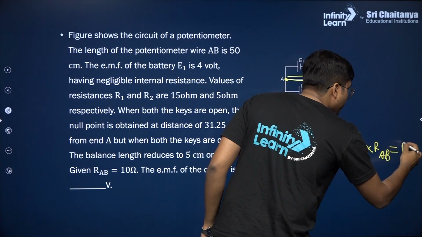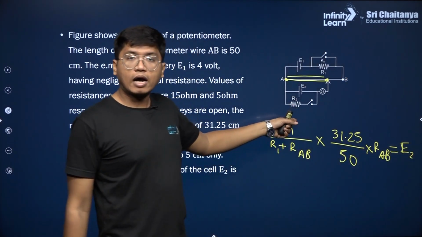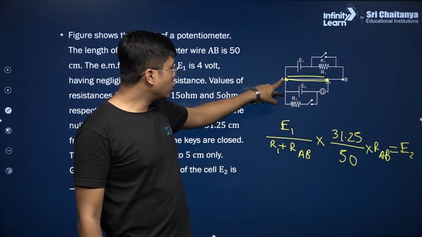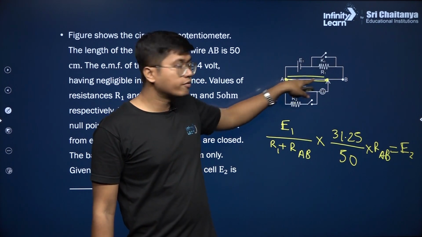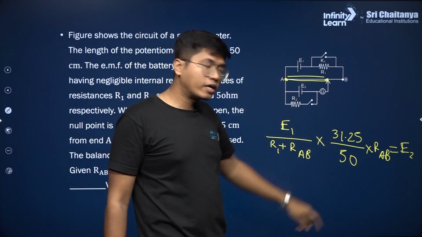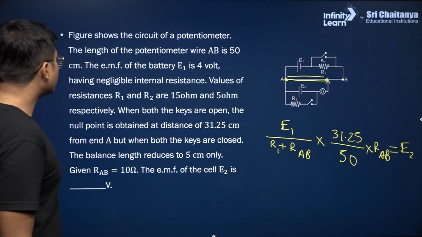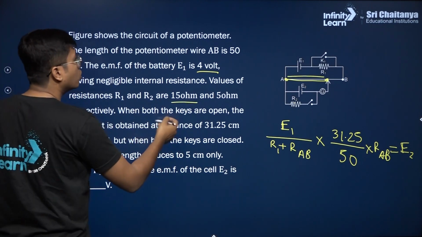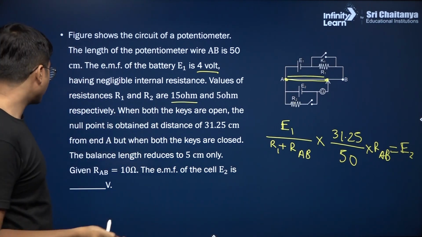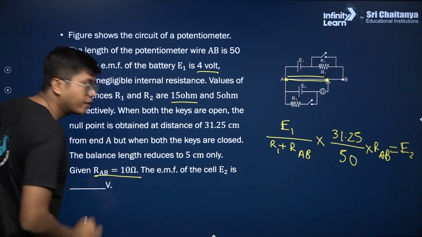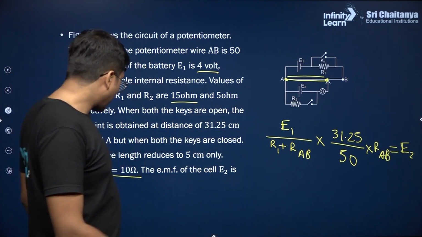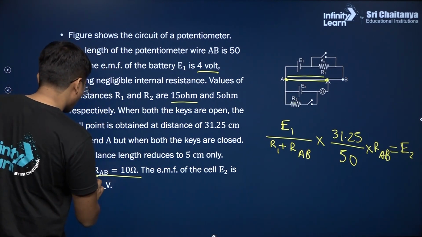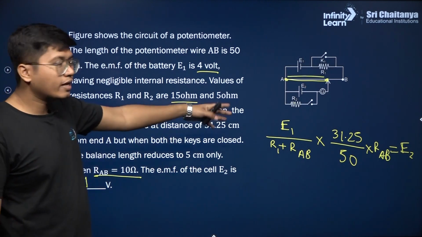And that itself is your E2, because mind you, this R1, R2 is open over here. So this part of the circuit you can forget. Only over here, this E2 has to be equal to the potential difference across these 2 points. That is exactly what we have done here. So E1 is given, R1 is given as 15 ohm, and RAB I'm assuming is also given as 10 ohms to us. So you can put in the values, you can calculate for E2, and your E2 value will come out to be 1 volt. Right, just putting in and calculating.